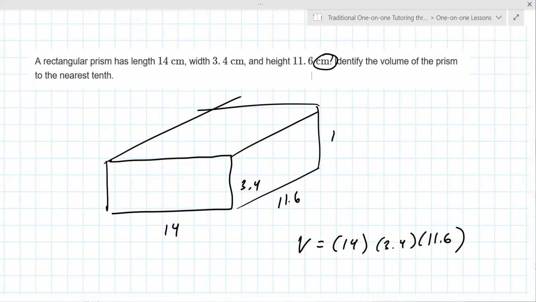So I have 552.2 cubic meters. I mean centimeters, cubic centimeters. Cubic centimeters or centimeters cubed. Perfect.